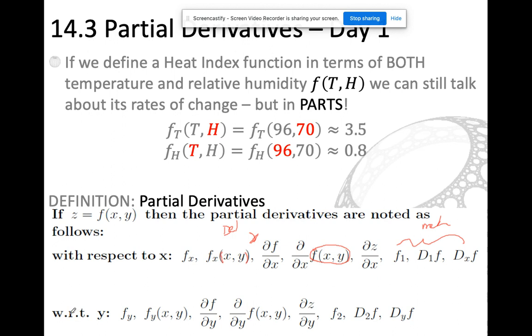We can also then, of course, take the derivative with respect to a second variable. Partial y. Del y, del f with respect to y. Then, of course, we could also do with respect to z, if we have the third variable. Partial z.